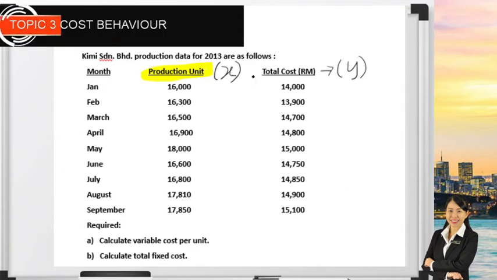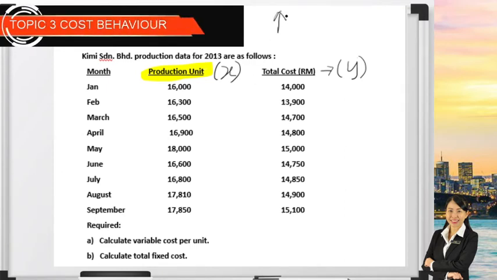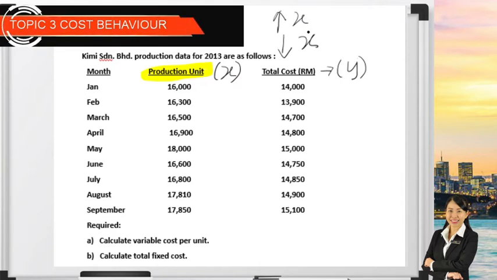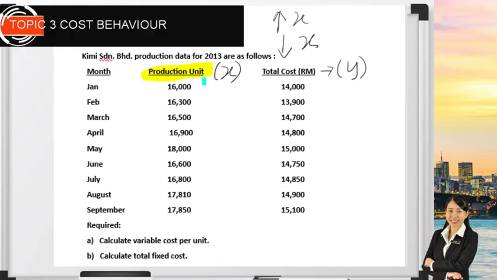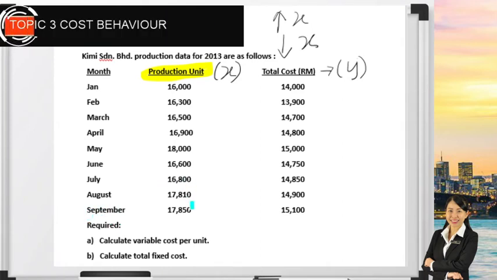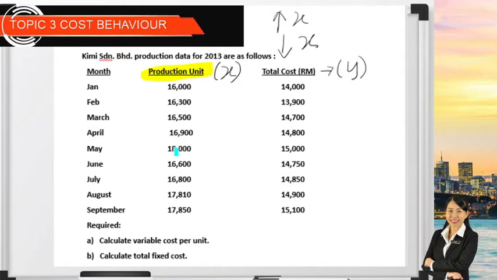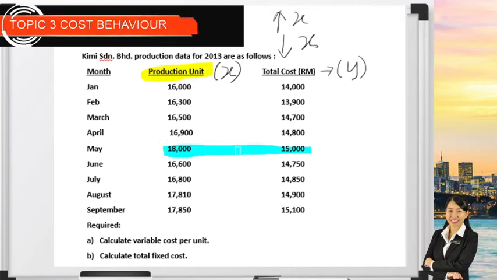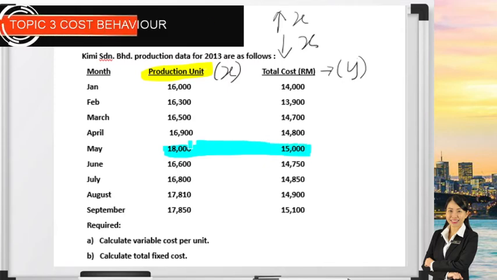In the High-Low method, we will choose the highest X and lowest X. So we will highlight our highest and lowest X. Let's do it together. For the production, the highest will be in September, 18,000. This is our highest. Okay, so we highlight it. This is our highest unit.